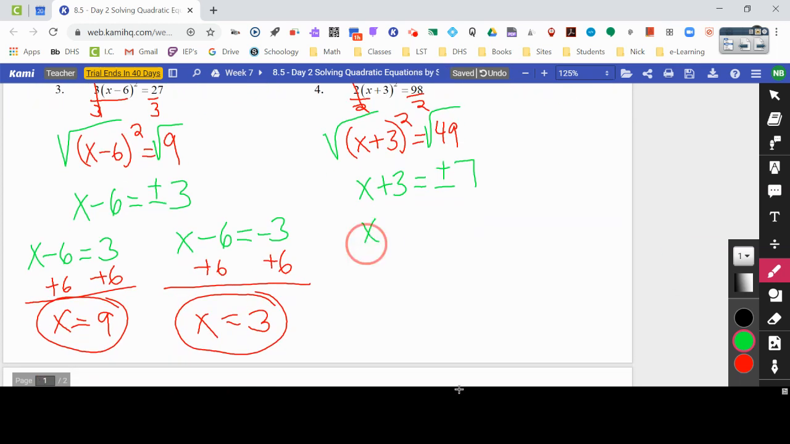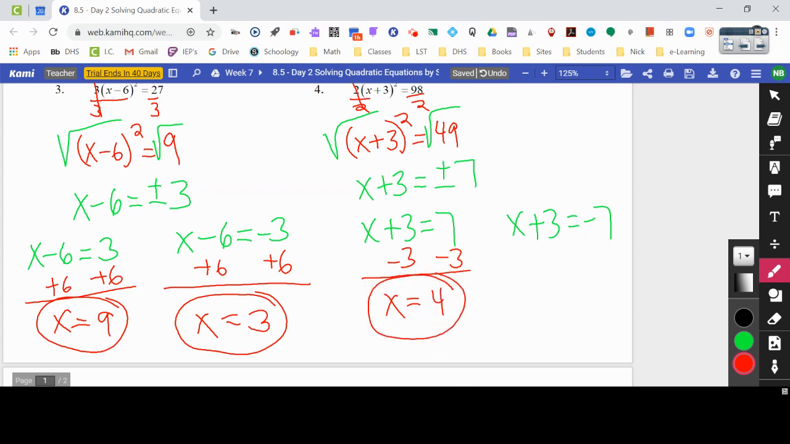Right? So now we make our two equations: x plus 3 is equal to 7, and x plus 3 is equal to negative 7. And now I solve both of these the same way, right? By subtracting 3, and we get x is equal to 7 minus 3 is 4 as one of my solutions. And then minus 3, and my second solution is going to be x is equal to negative 10, right? Negative 3 minus 7 more is negative 10.